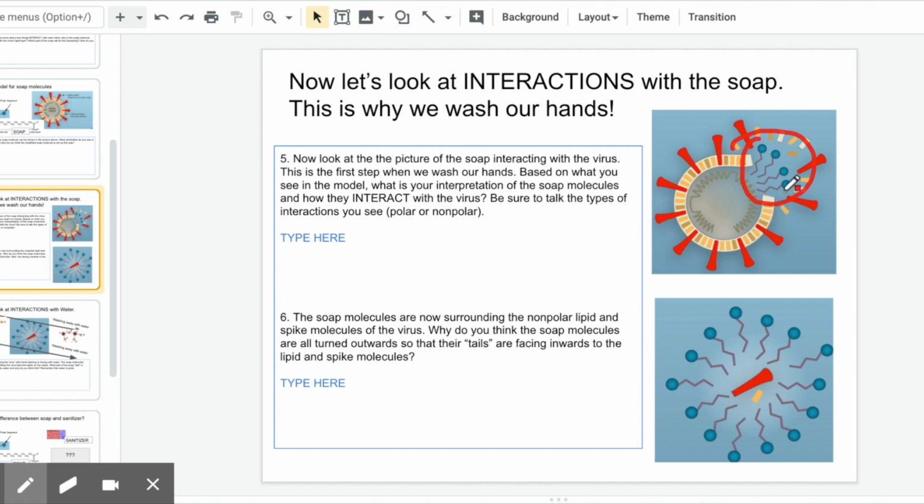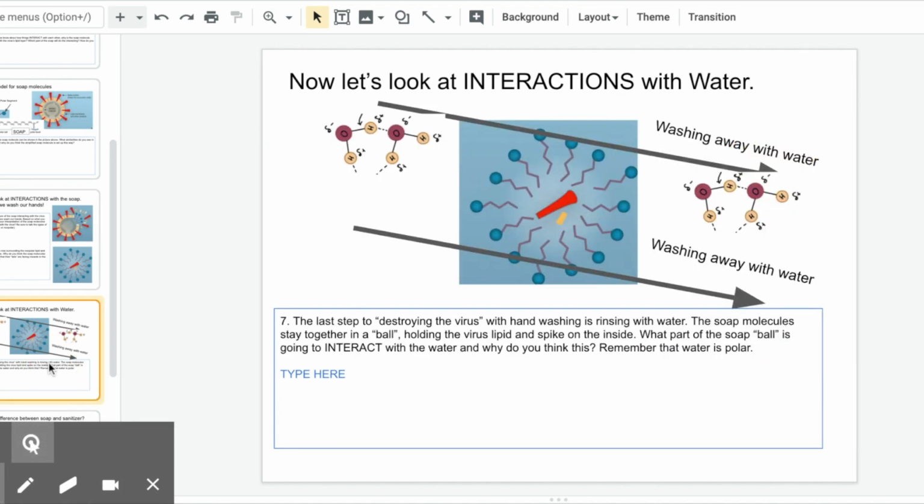Remember, this is a non-polar layer. So what's going on with these soap molecules to attack this non-polar layer of the virus? And then here, what's going on when I have this spike protein in the middle here? Some spike protein, some lipid. Why are all these soap molecules facing this direction? Okay, so that's the next thing.